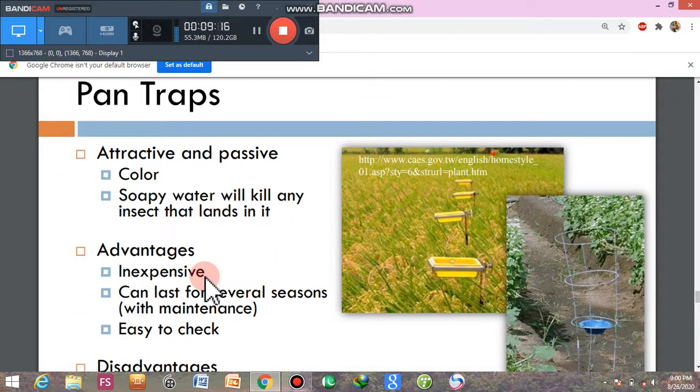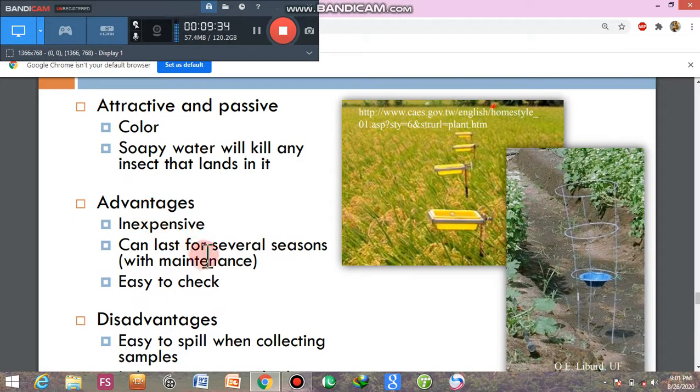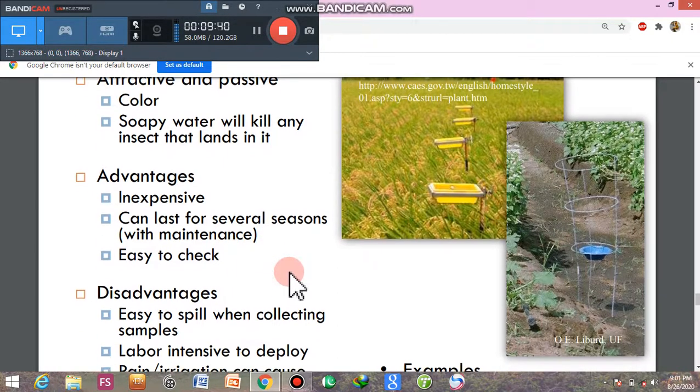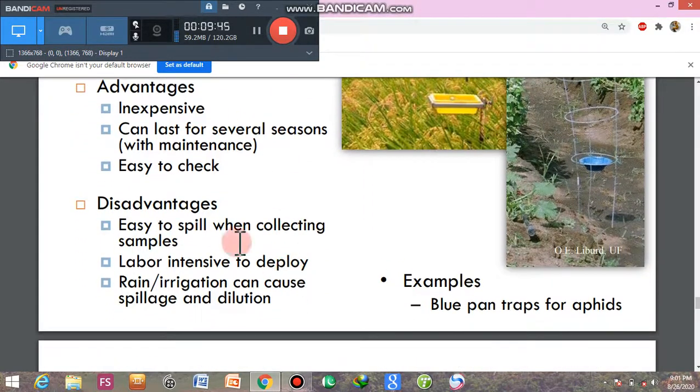Pan traps are attractive and passive. These kinds of traps are held in the crop. Colored trays filled with soapy water kill any insect that lands in it. Advantages: inexpensive, can last for several seasons with maintenance. If you do proper maintenance, you do not need to set up new traps every time. They are easy to check. What are its disadvantages? They easily spill when collecting samples.